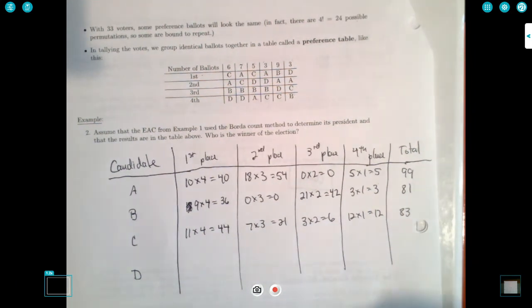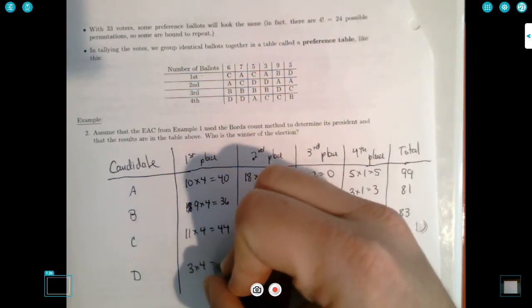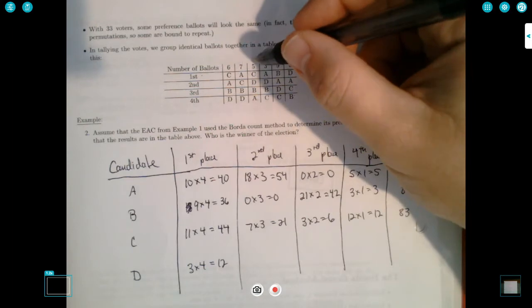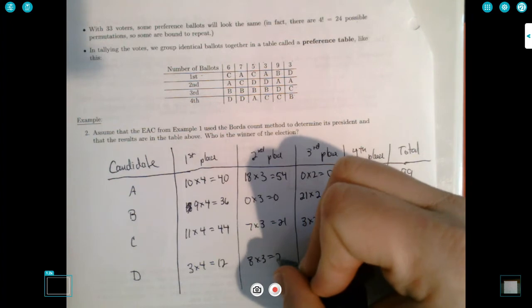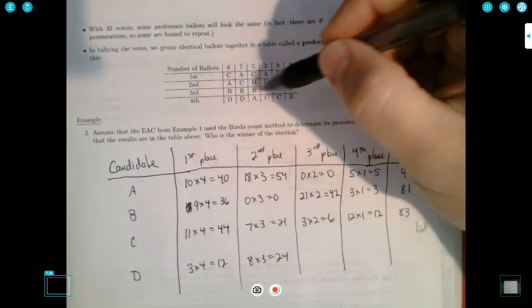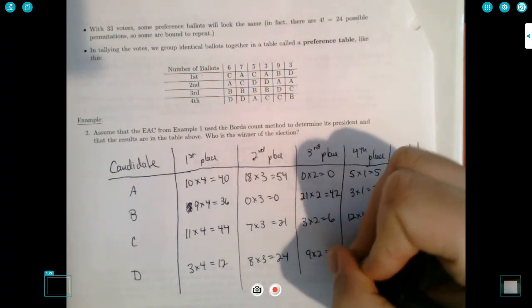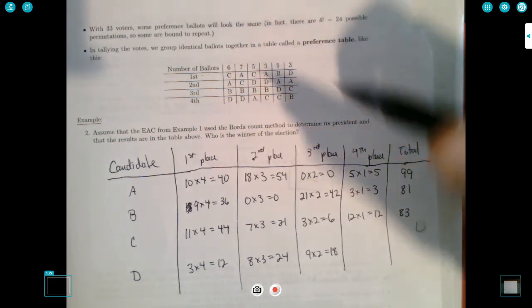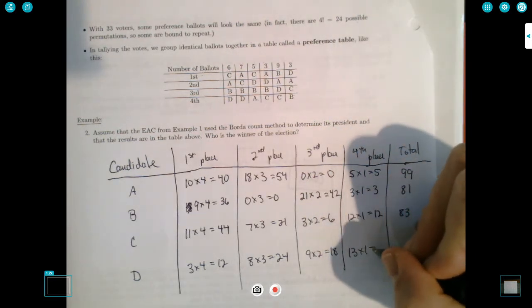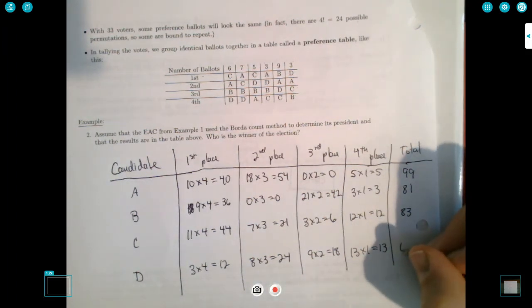And then finally, Doreen. Doreen won first place 3 times. She won second place 5 plus 3, so that's 8 times. She won third place 9 times. And she won fourth place 6 plus 7, 13 times. So her total number of points, 12 plus 24 plus 18 plus 13, is 67.